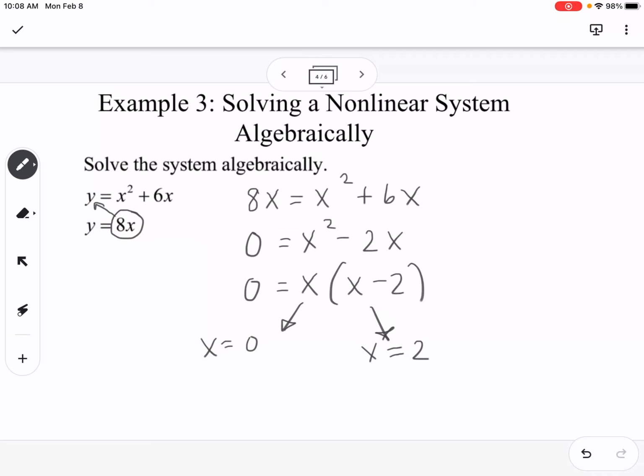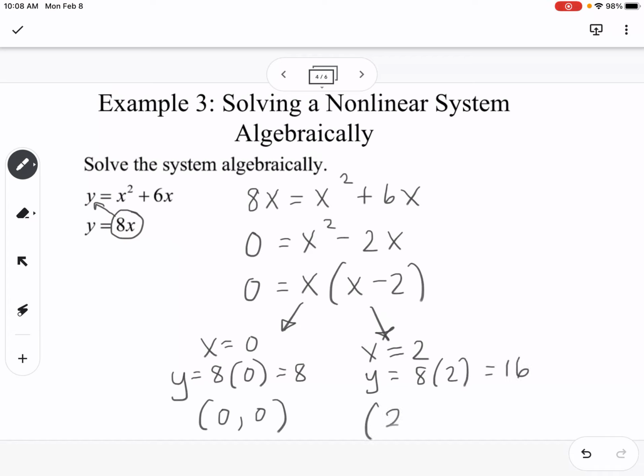So this means we're going to have 2 points where these two graphs intersect. We now need to plug both x's back into either equation to find our y. I'm going to use the bottom one. So y equals 8 times 0, which is just 0. So one point of intersection is at (0, 0). And then y equals 8 times 2, which is 16. So the other point of intersection is at (2, 16). So that's how we solve nonlinear systems.